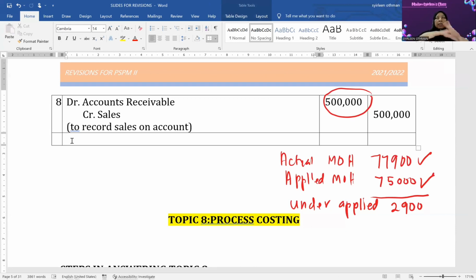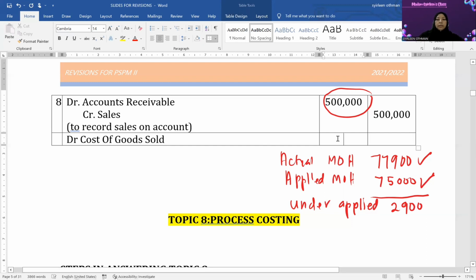Walaupun soalan tak nyatakan dengan jelas, tapi bila the question is very general, asking you to journalize all the transaction, kita kena faham objektif belajar topik 7 ialah to do the adjusting entries for your apply MOH. So that means my final and last entry for the journal will be my adjusting entries. So saya akan debit, okay, cost of goods sold. All right, the amount is 2,900.